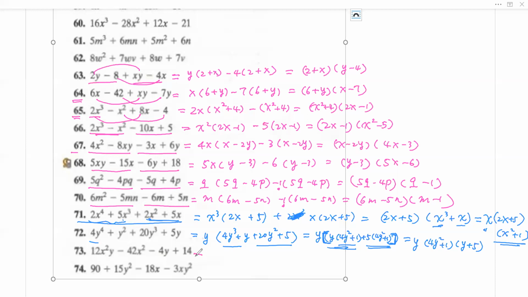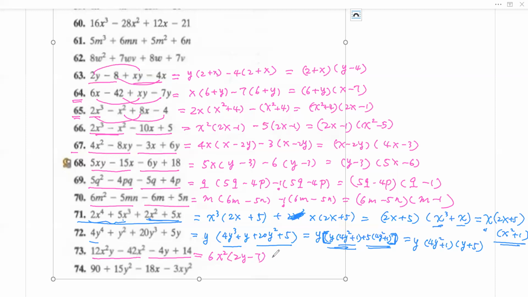73. So we still consider two groups here first. All right, so you can see what's the common factor of this one? 6 times 2, 6 times 7. So it's 6, right? 6x squared. The rest is 2y minus 7. Let's double check, make sure. 12x squared y and minus 42x squared, right?